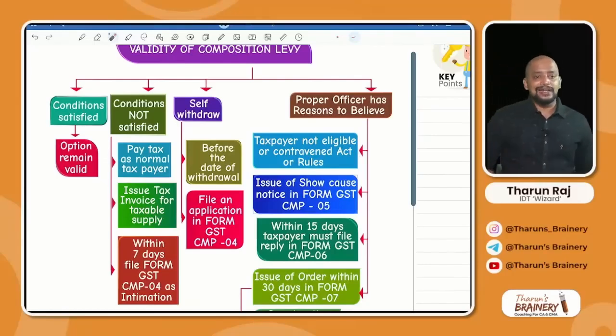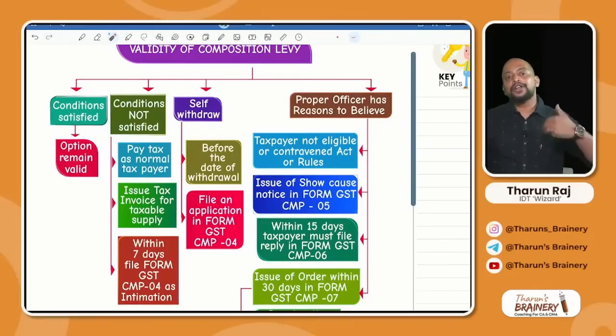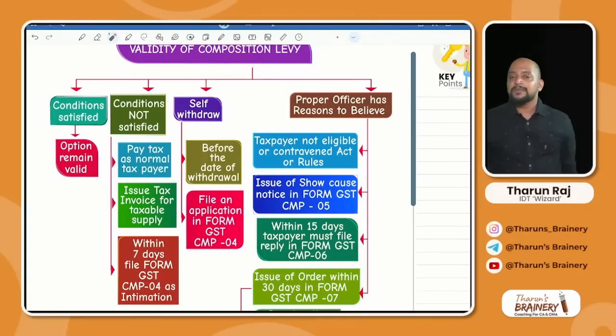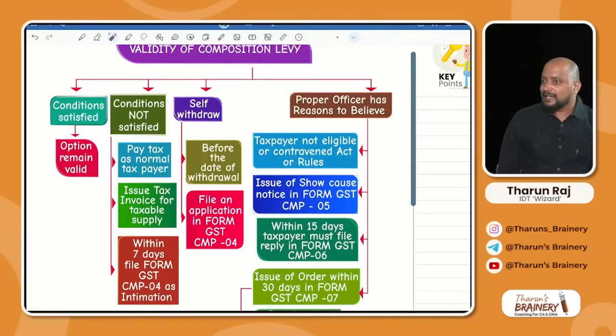Suppose you breach the conditions, means what? Say you made supply of services through an e-commerce operator, which is disqualified, correct? Breach of condition. Now, you continued in the composition scheme, but the department came to know. How did they come to know? Whenever you made supply of service through an e-commerce operator, it will update the information. Based on that, the department came to know and immediately they give you a notice. That notice will be in CMP 5.